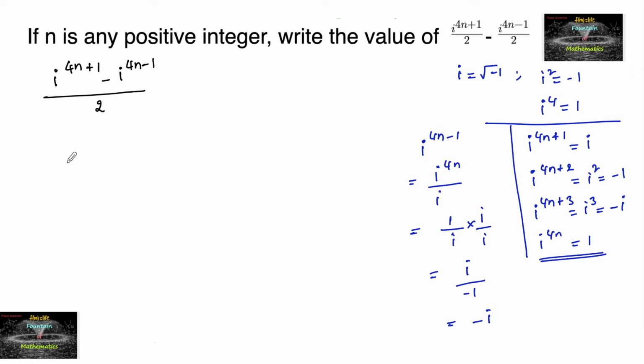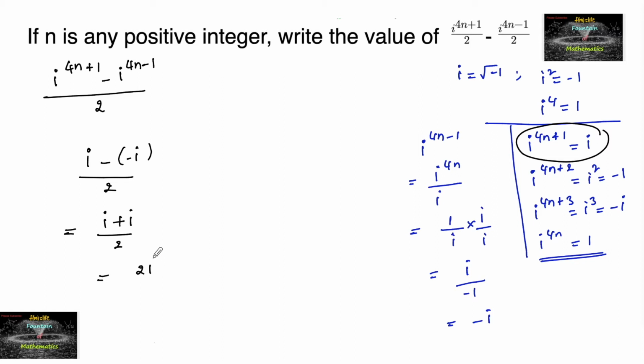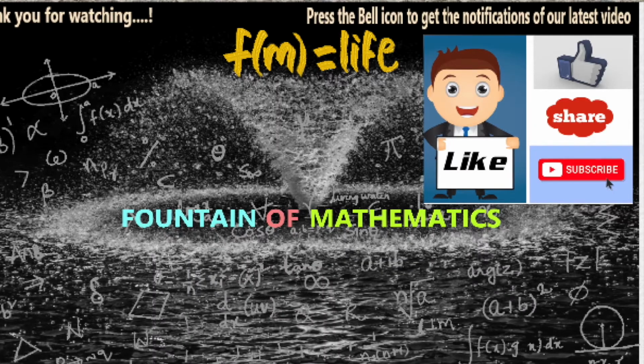So i to the power of 4n plus 1, which is nothing but i, minus i to the power of 4n minus 1, which is minus i, upon 2. So that is i minus of minus, plus i upon 2, so we get 2i upon 2, which is equal to i. So the answer is i. Okay, thank you.